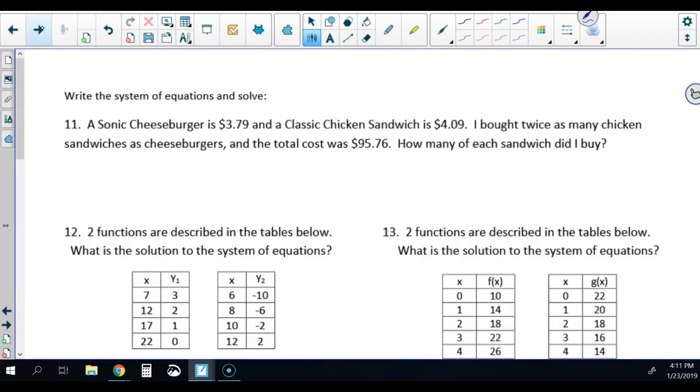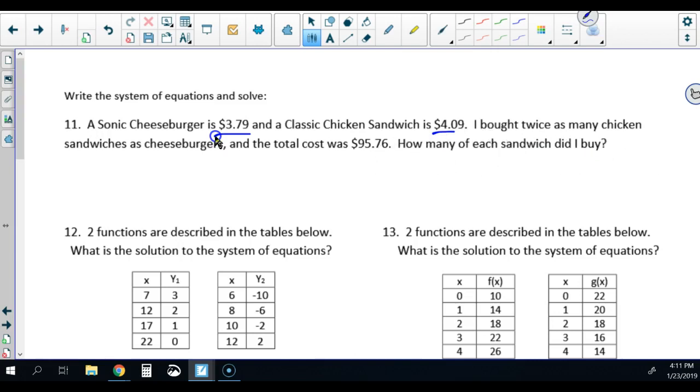Moving on to number 11. We're writing a system of equations and solving. A Sonic cheeseburger is $3.79. A classic chicken sandwich is $4.09. I bought twice as many chicken sandwiches as cheeseburgers, and the total cost was $95.76. How many of each sandwich did I buy? So there's my question. How many did I buy?